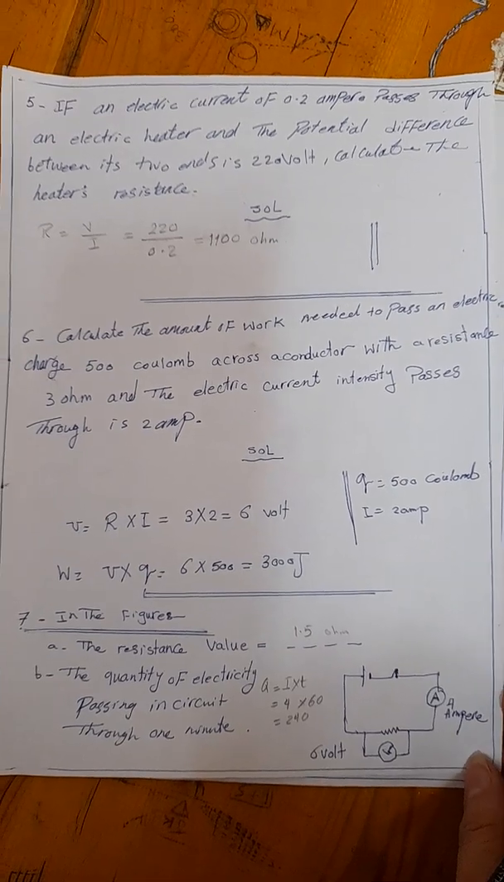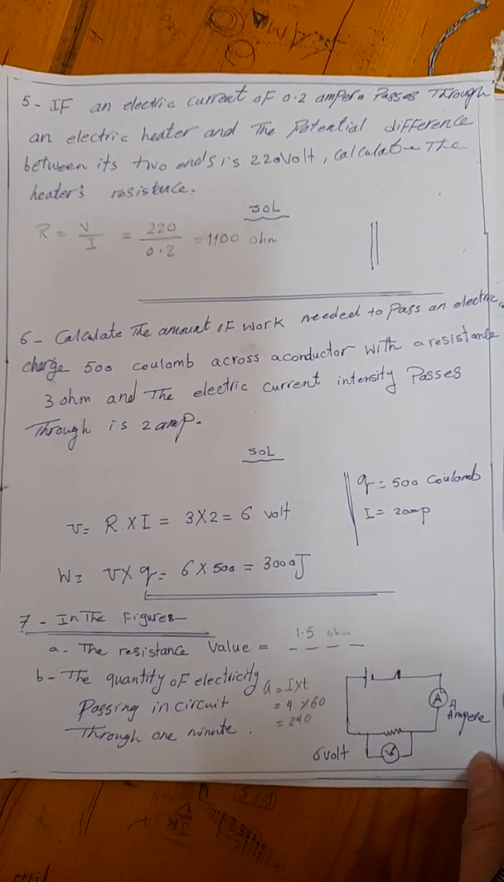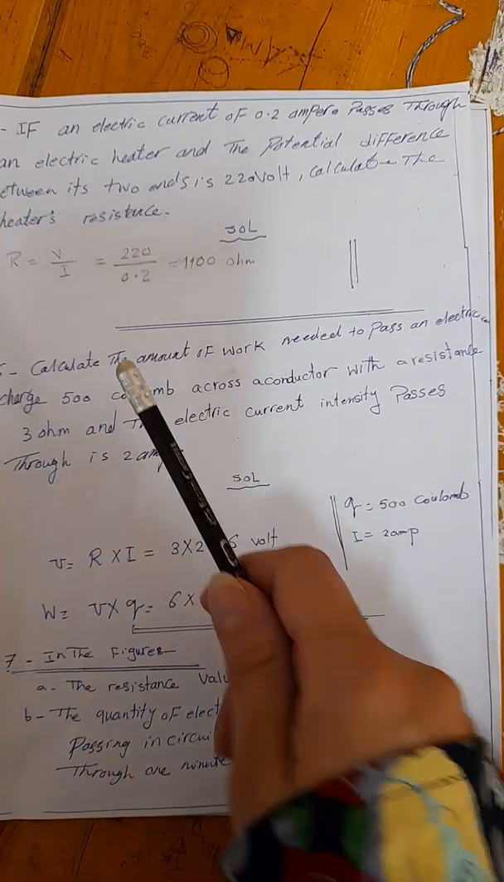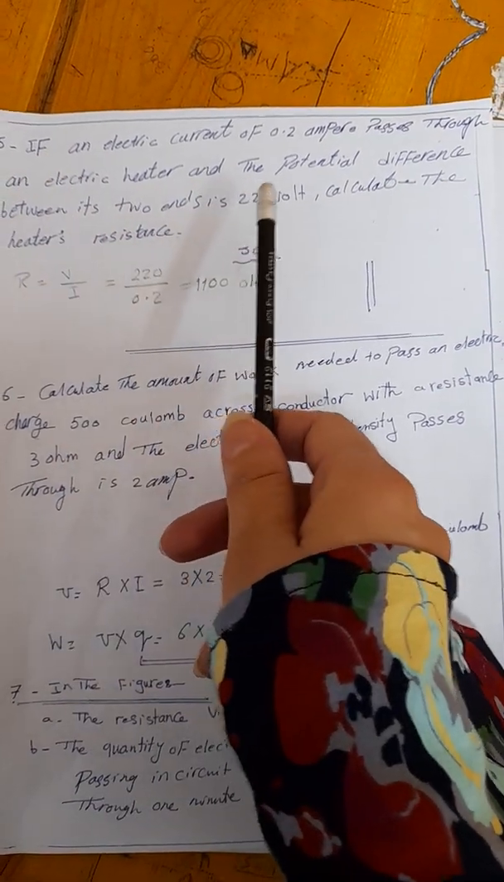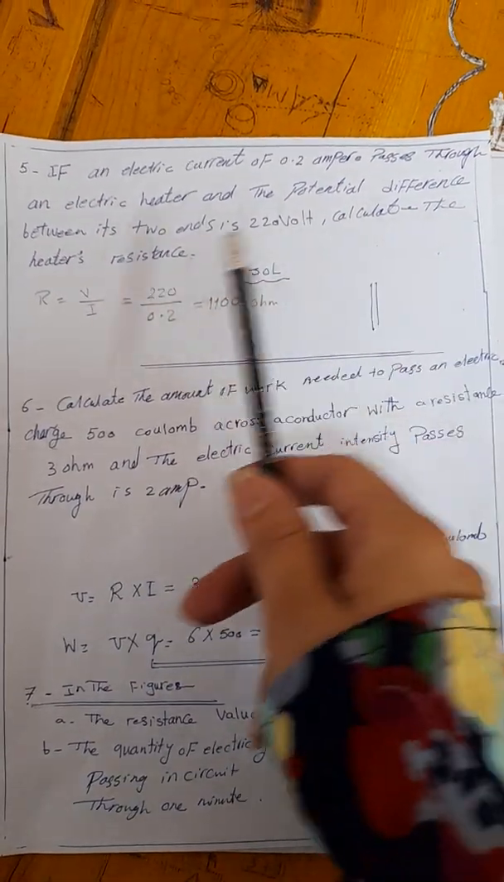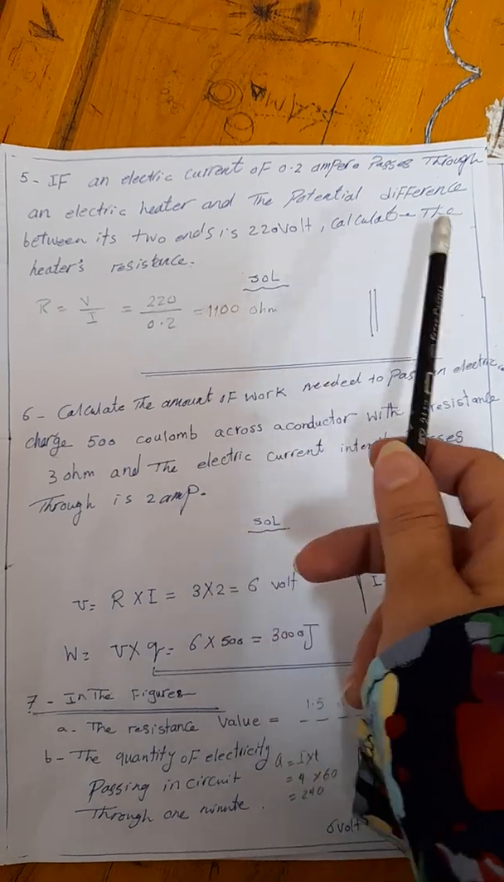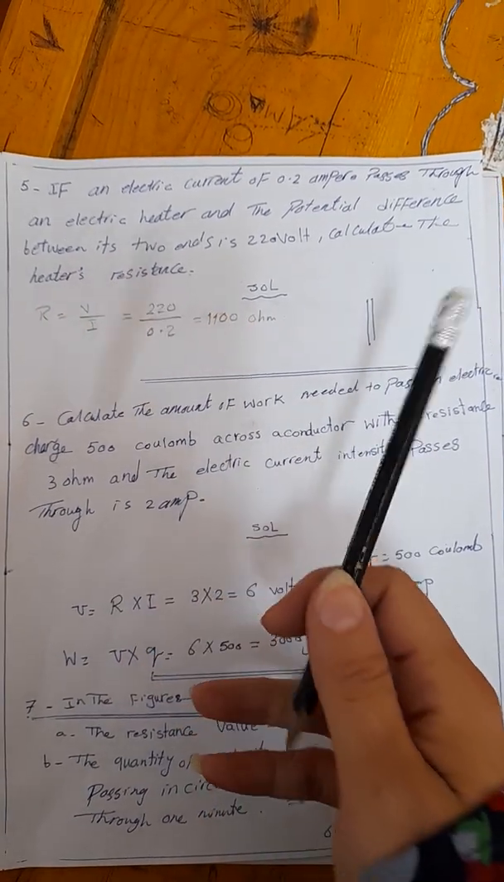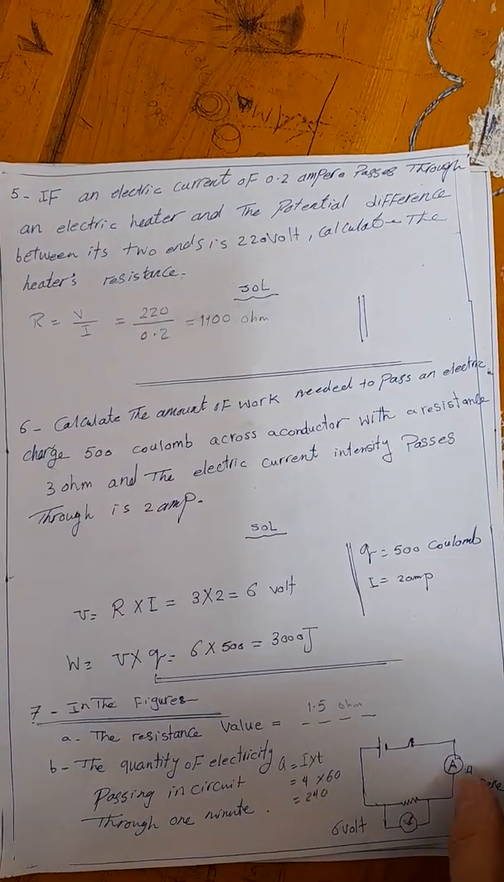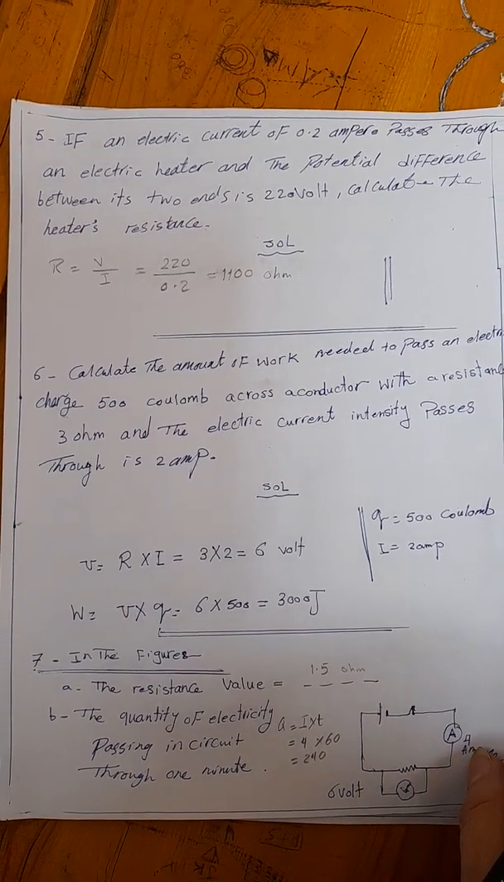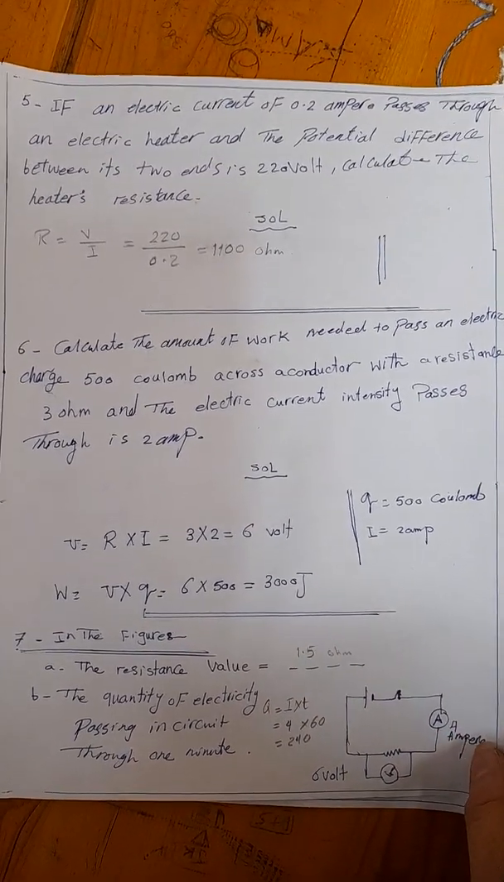Let's solve problems about the properties of electric current. If an electric current of 0.2 ampere passes through an electric heater and the potential difference between its ends is 220 volt, calculate the heater's resistance.